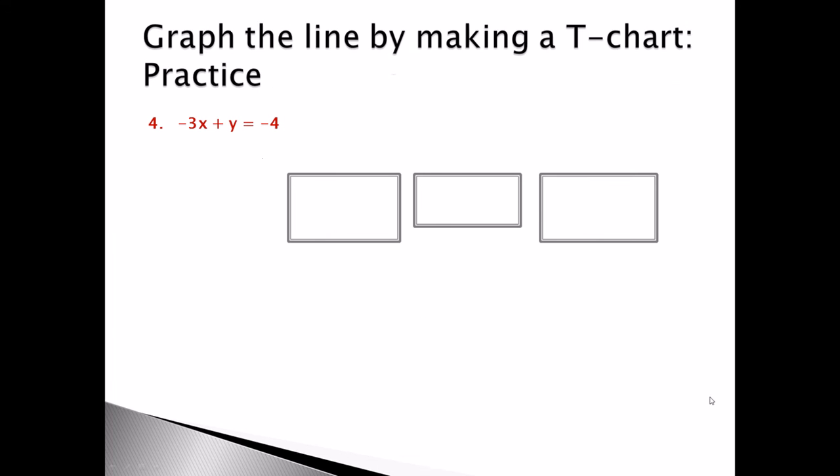All right, your turn. You get to make your very own T-chart, and then I want you to graph it. So pause me now, and I'll talk to you soon. Let's see how you do.